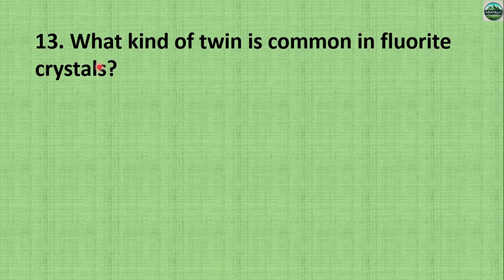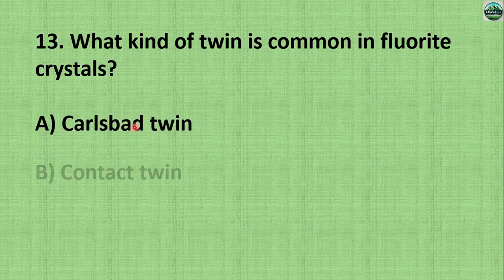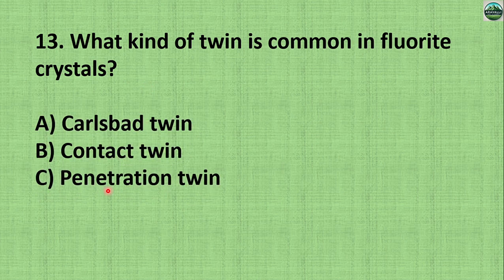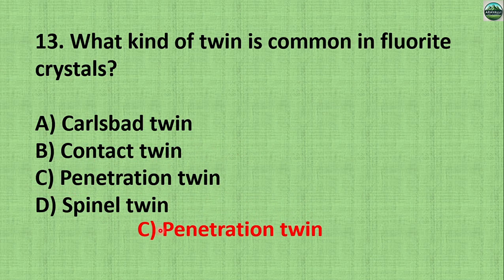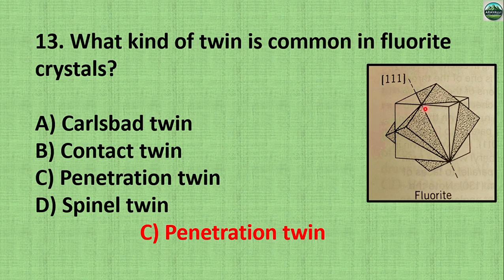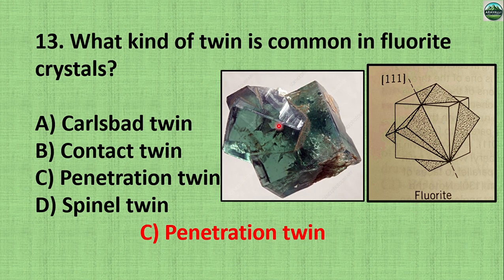Next, what kind of twin is common in fluorite crystals? Carlsbad twin, contact twin, penetration twin, or spinel twin. Which twin can be present? Correct answer is penetration twin. See the picture of the penetration twin. This is a penetration twin in fluorite, and see the real example. Okay, a real picture of the penetration twin in fluorite.